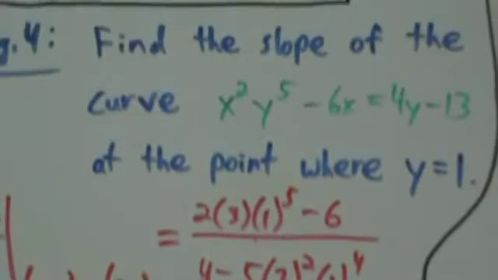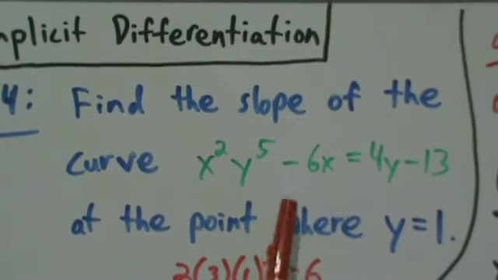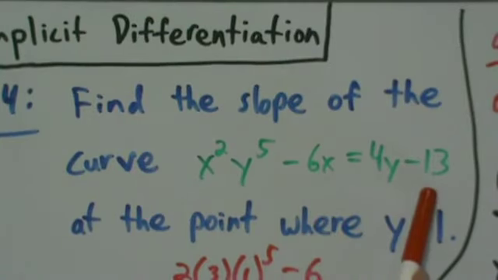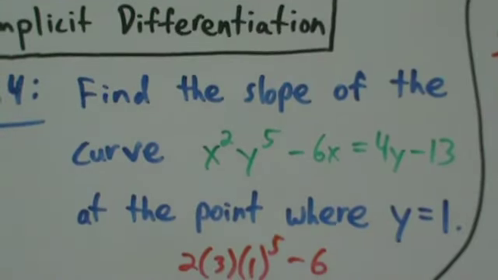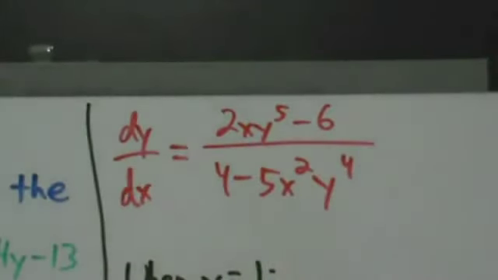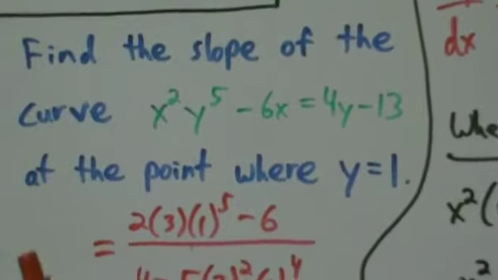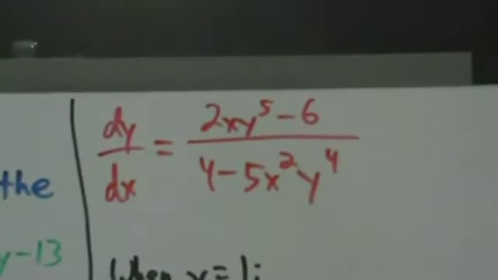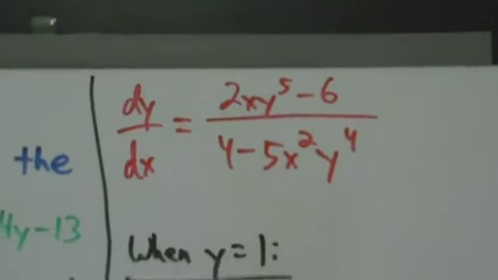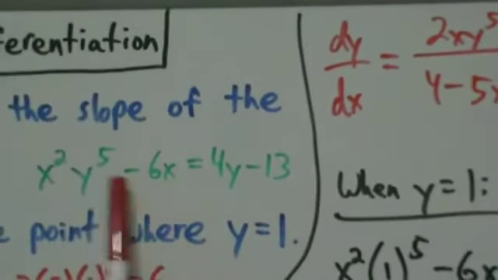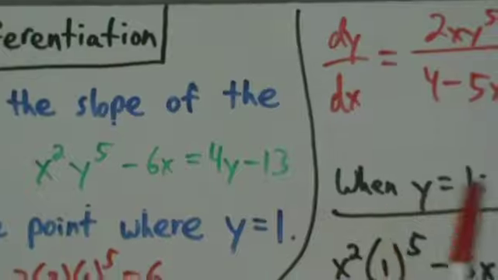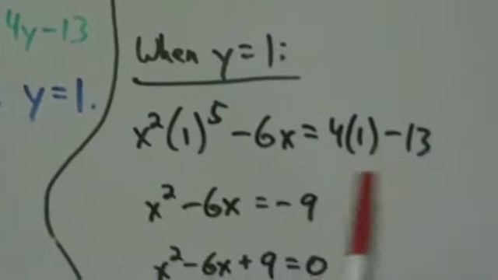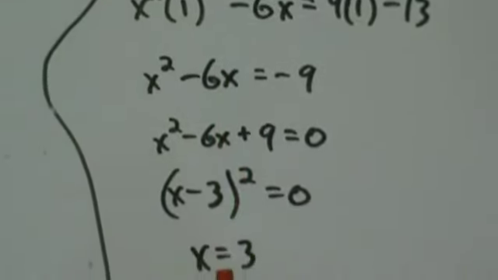So the original instructions were: find the slope of the curve x²y⁵ − 6x = 4y − 13 at the point where y equals 1. Just to recap real quick, the slope of the curve means the derivative. So we found the derivative, it's this guy up here, and we're being told to find the value of the derivative at a specific point, where y equals 1. So we go, okay, we can plug in y = 1, but what's x? To find x, we go back to our original curve here, and when y equals 1, we have all this stuff here, therefore x equals 3.